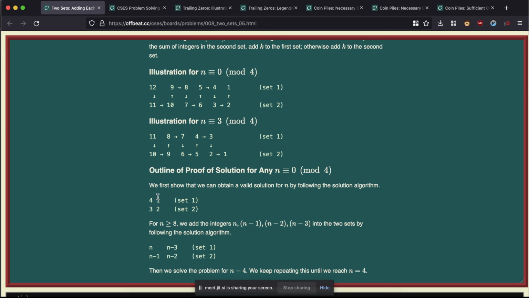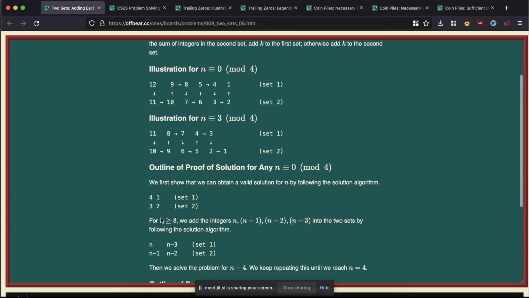So this is the base condition. We first show that we can obtain a valid solution for n by following the solution algorithm. I missed something here. What I meant to say was that we can show a valid solution for n equals 4. That's what I meant to say here. I did not type it properly, but this illustration clarifies it. So if you're given n equals 4, we can obviously make a solution like this. Very easy. 4 plus 1 is 5, 3 plus 2 is 5.